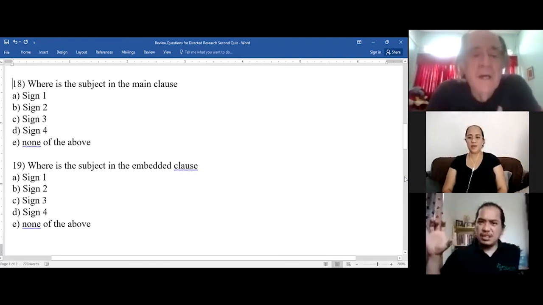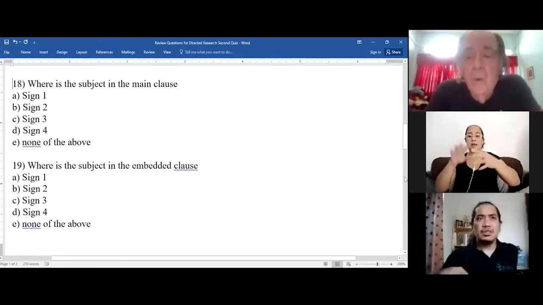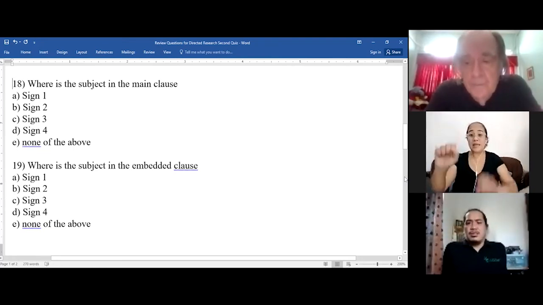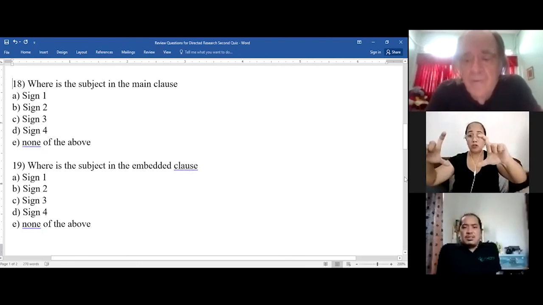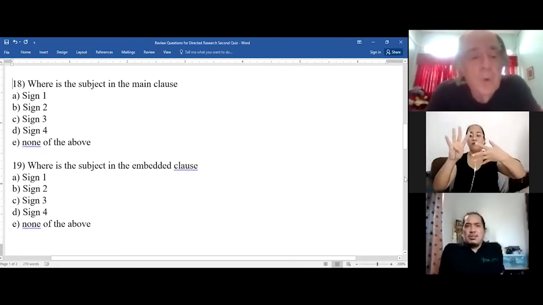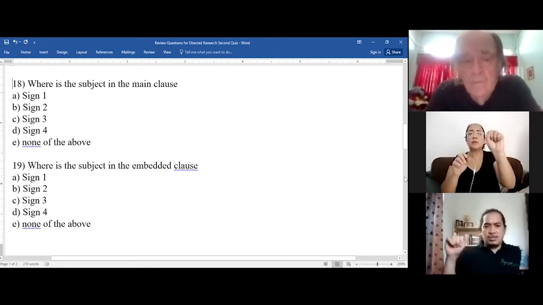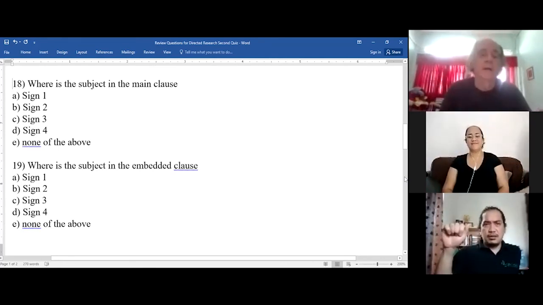Where is the subject in the embedded clause? The embedded clause is 4, 16 together. Where is the subject? I see A. A, correct.